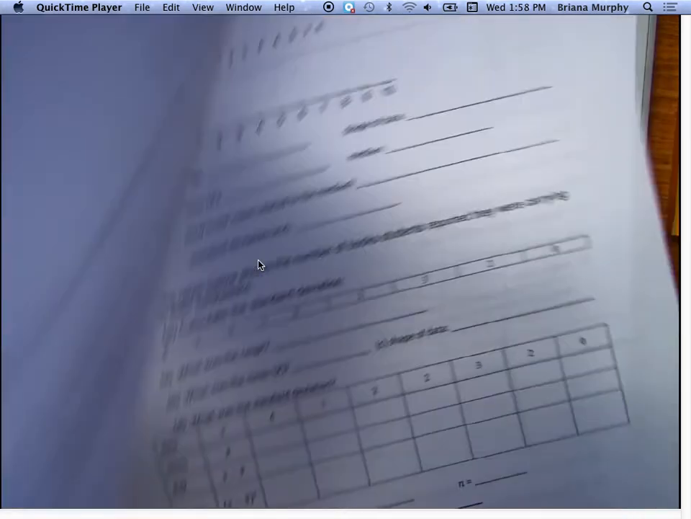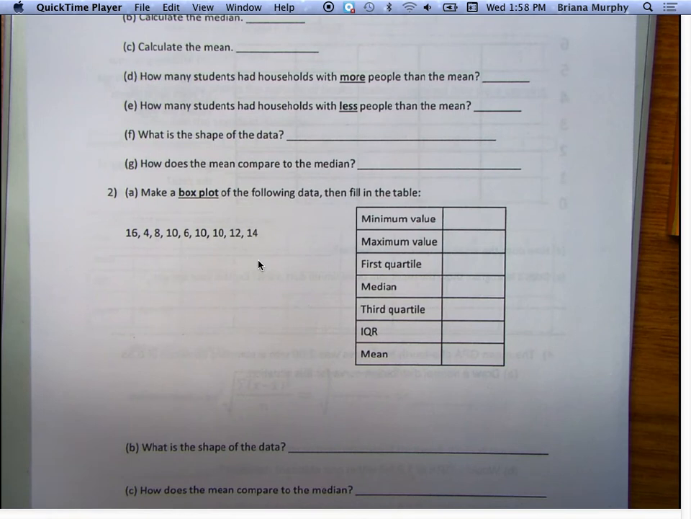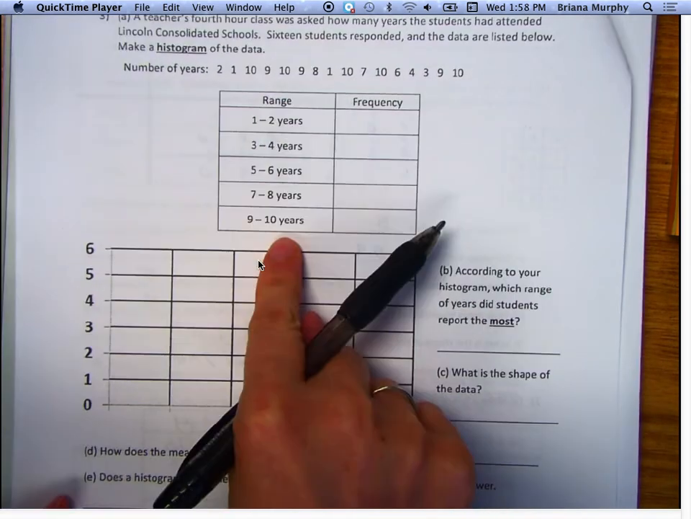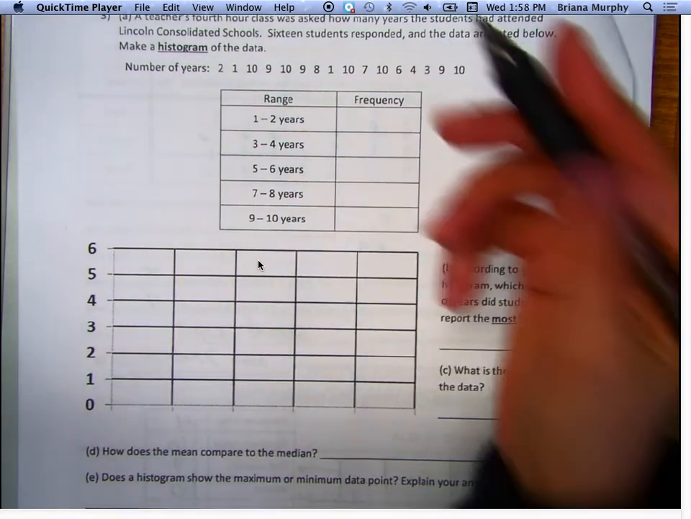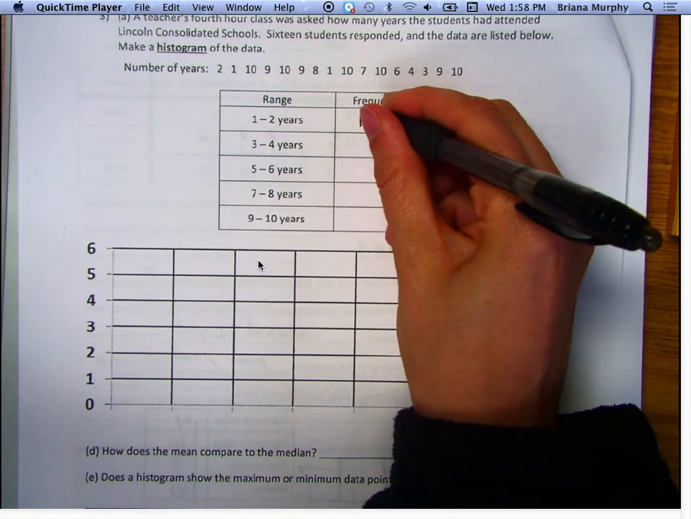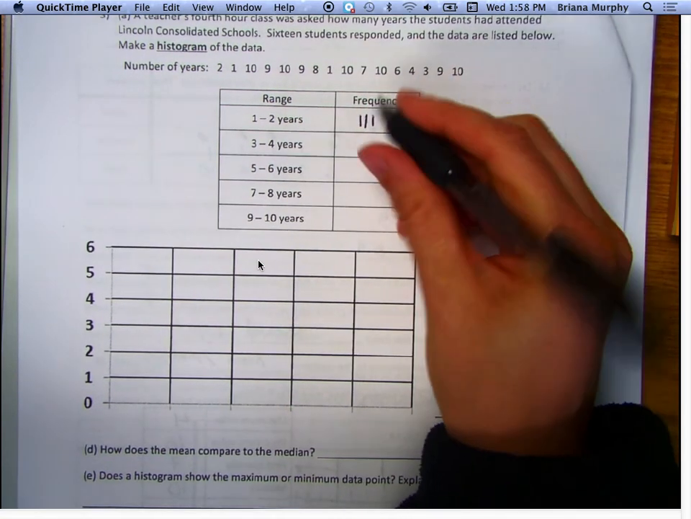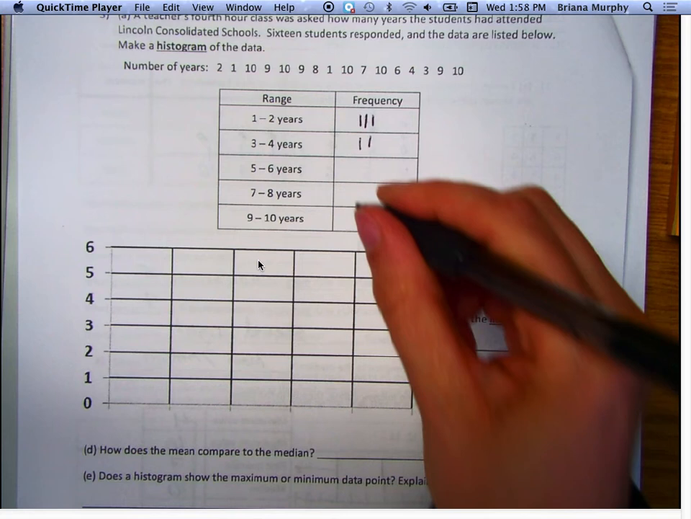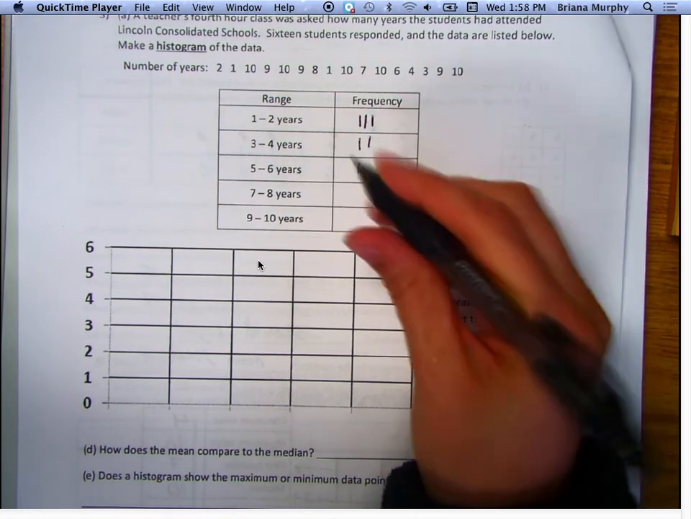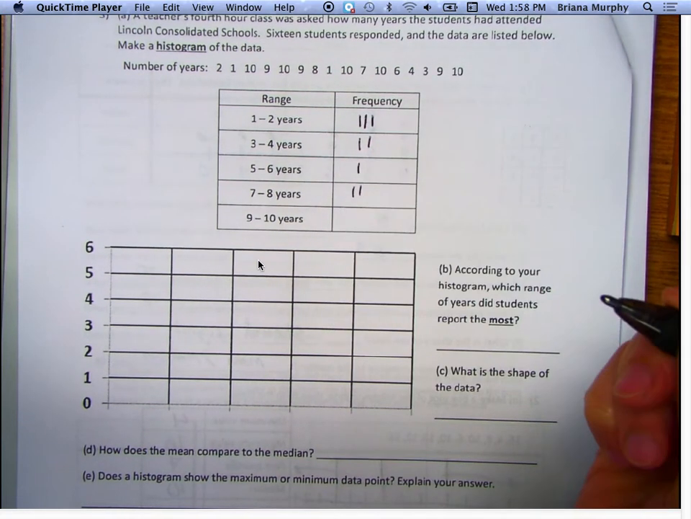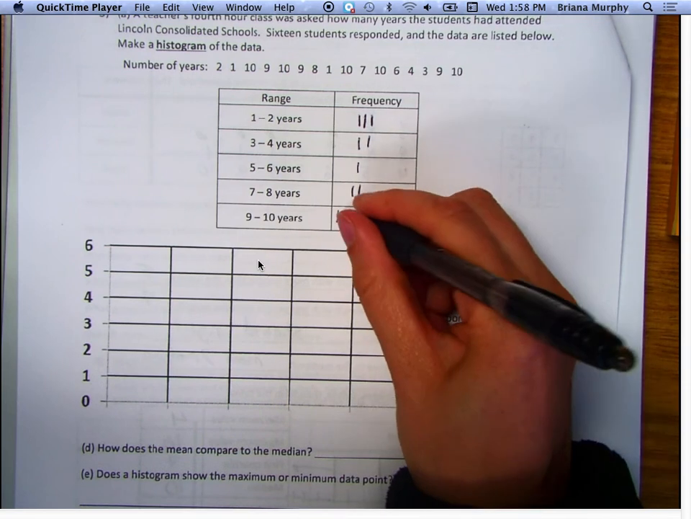Okay. Next page. This is nice because it gives us the ranges. We don't have to pick them. So 1 to 2 years, I have 3 of those. 3 to 4 years, I have 2. 5 to 6, I have 1. 7 to 8, I have 2, and I have 8 for 9 to 10.